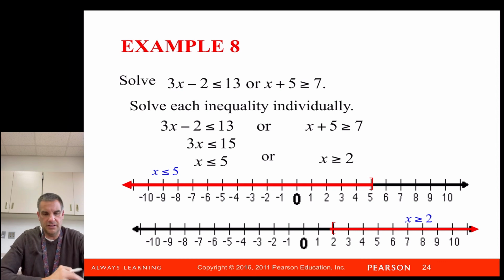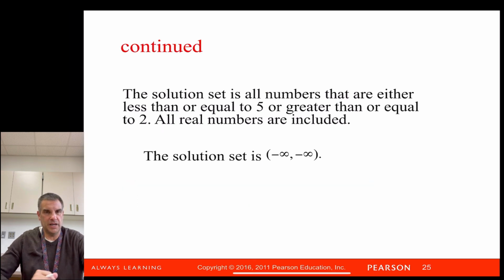But if you look at this graph and think about what's happening and remember what a union is, if everything's covered, what's my interval notation going to be? From negative infinity to, that should say positive infinity.